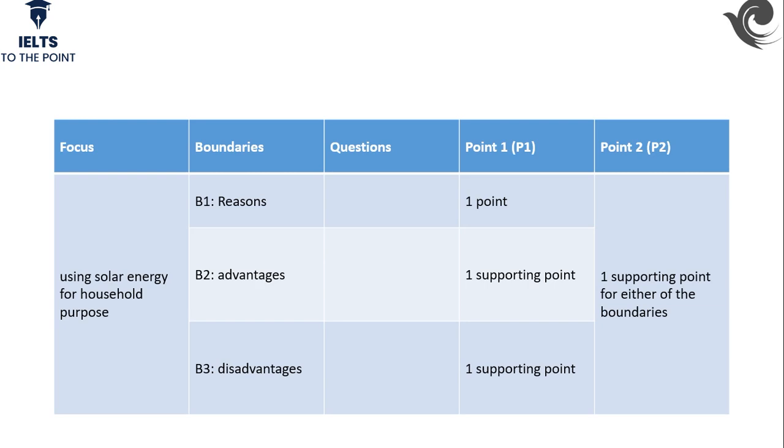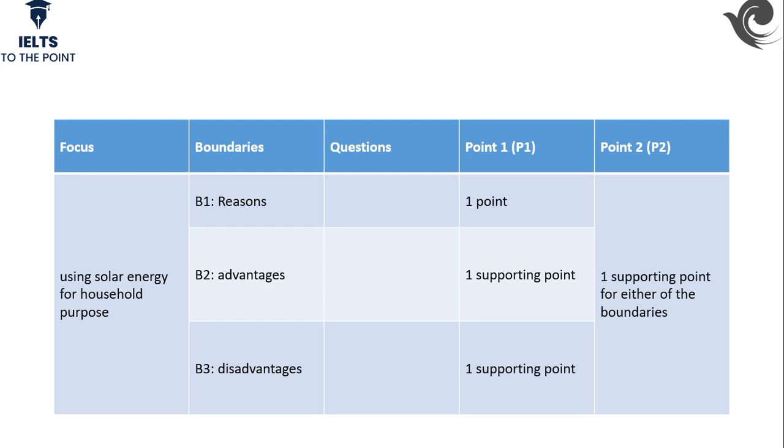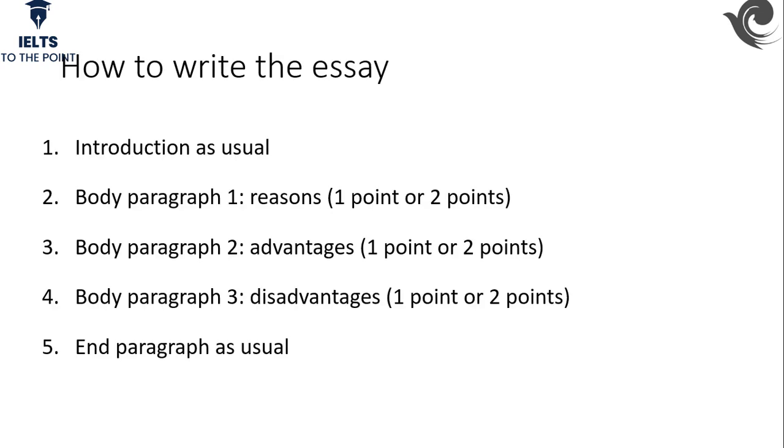It just asks you the reasons and the advantages and disadvantages of using solar energy. How to write this essay? Introduction as usual. There is no change. The only change is, instead of having 2 body paragraphs, there would be 3 body paragraphs. The first one would be for the reasons, the second one would be for advantages, and the third one would be for disadvantages. The end paragraph would be as usual where you write a summary.